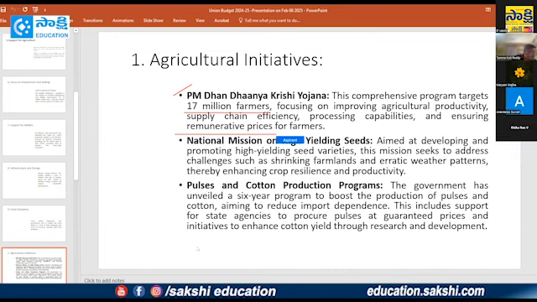National Mission on High Yielding Seeds, aimed at developing and promoting high-yielding seed varieties. This mission seeks to address challenges such as shrinking farmlands and erratic weather patterns, thereby enhancing crop resilience and productivity.